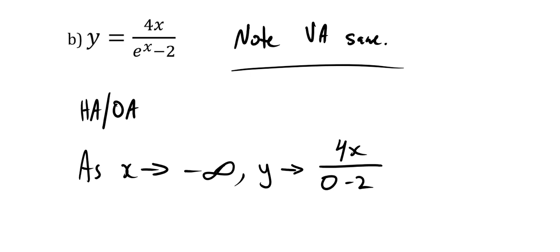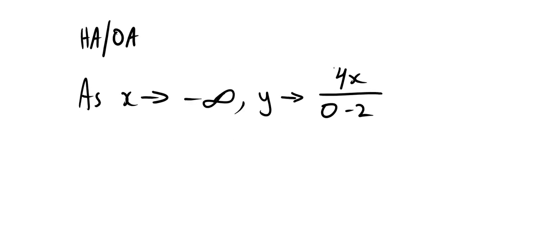What kind of 2x? Negative 2x, does that make sense? So 4x divided by negative 2. So y approaches negative 2x. So it's an oblique asymptote. It's not going to be exactly negative 2x, because the e to the x will still have a value. It'll never actually be 0.